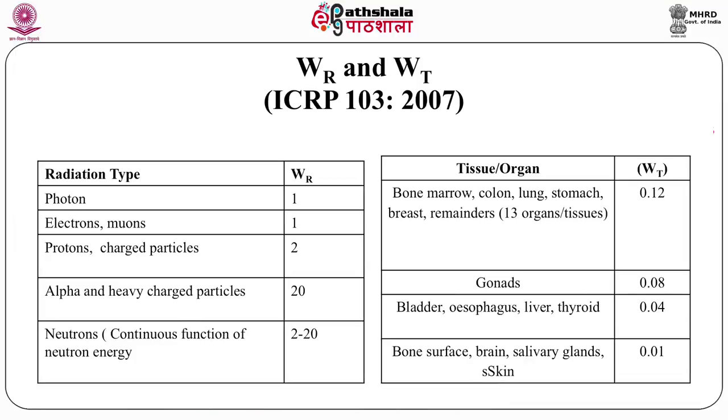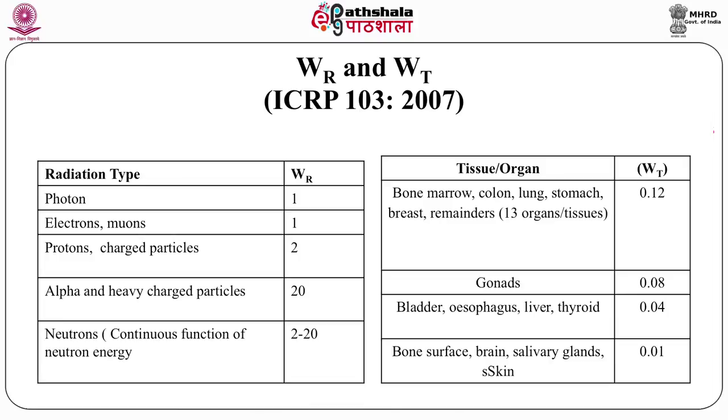What are the various radiation weighting factors and tissue weighting factors? The International Commission on Radiological Protection, in its report number 103 issued in 2007, has assigned different radiation weighting factors for different types of radiation. For example, photons. What is a photon? X-rays and gamma rays. The radiation weighting factor is 1. Similarly, for electrons, it is 1. For protons and lighter charged particles, it is 2. For alpha and heavy charged particles, it can reach up to 20. And for neutrons, depending on their energy, the radiation weighting factor can range from 2 to 20.